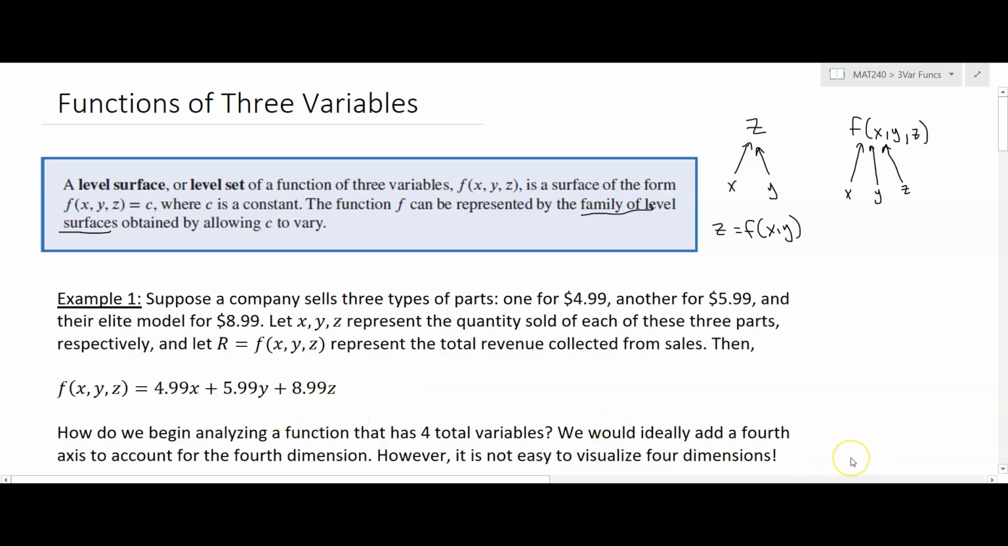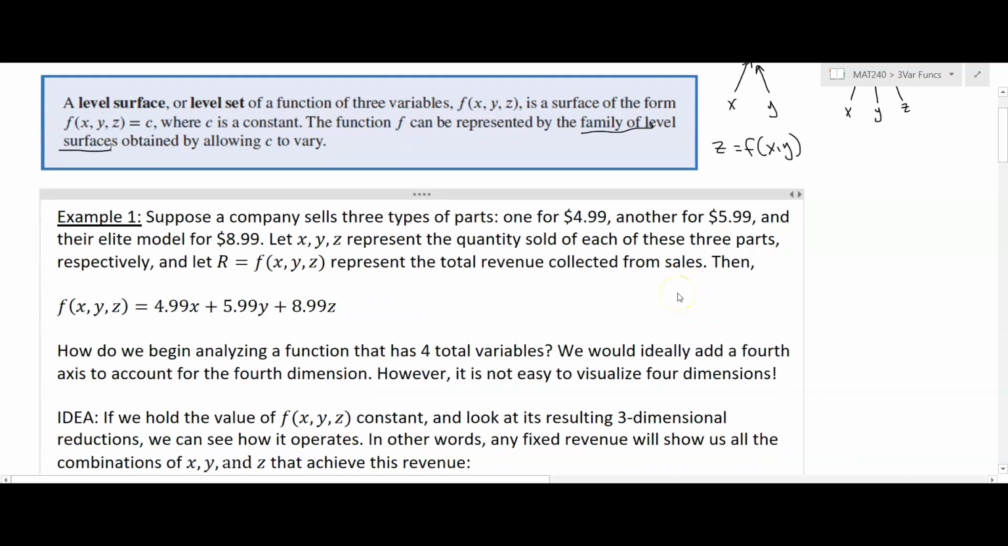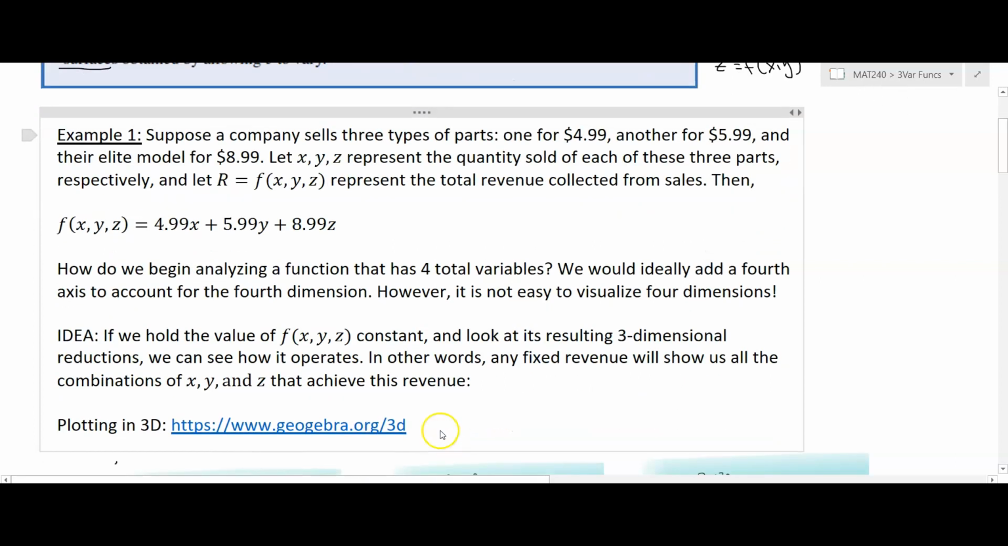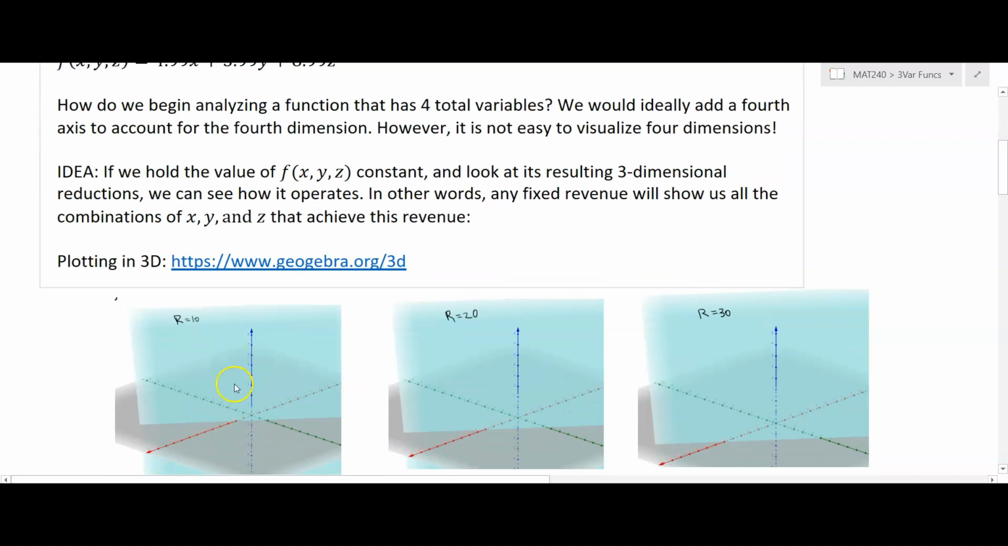We've already mentioned that we would need to add a fourth dimension, but it's not easy to visualize four dimensions. So here's what this level surface idea is getting at. If we hold the value of f of x, y, z constant and look at its resulting three-dimensional reductions, we can see how it operates. In other words, any fixed revenue will show us all the combinations of x, y, and z that achieve this revenue. So we can take a look at a 3D plot of this and vary the values of the revenues. Here I have three of those plotted already. This is when I've set r equal to 10.